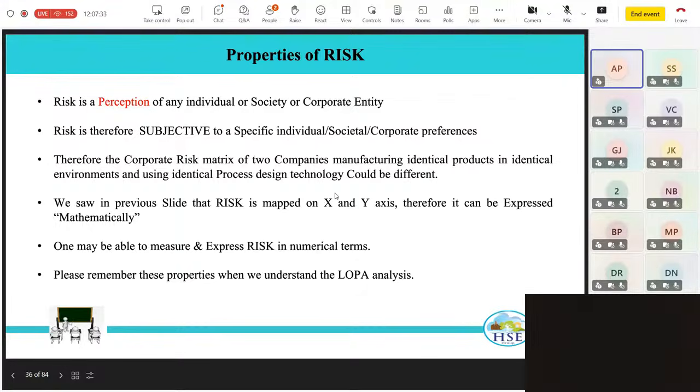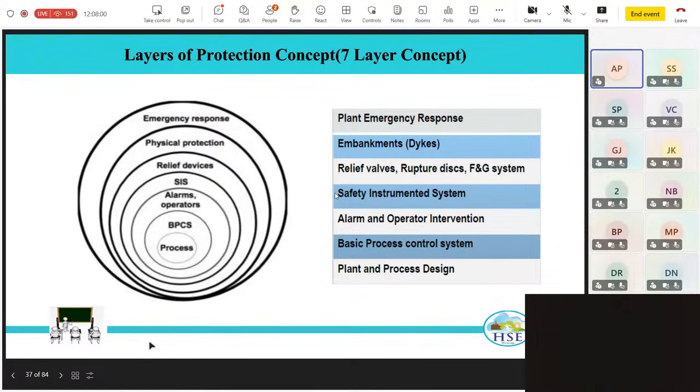So we saw in the previous slide that the risk is mapped on x and y axes, therefore it can be assessed mathematically. One may be able to express risk in numerical terms. Yes, this is possible. We are going to touch upon the LOPA analysis, where I will show you a semi-quantitative method of analyzing and expressing risk. Okay. Next slide, please.